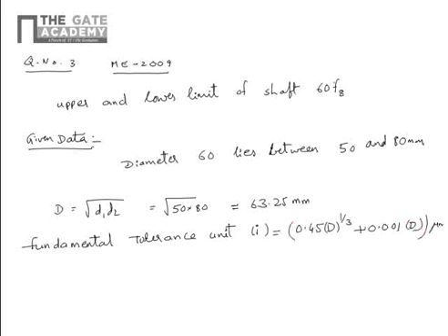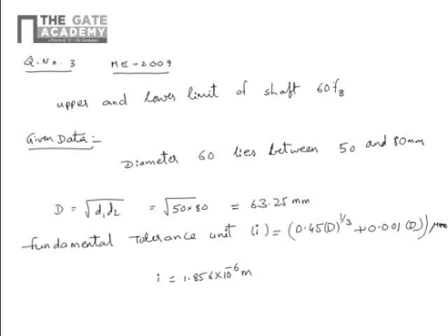10 power minus 6 meters, microns means. Substitute the value, then you will get I equal to... substitute D equal to 63.25, then I equal to 1.856 into 10 power minus 6 meters.